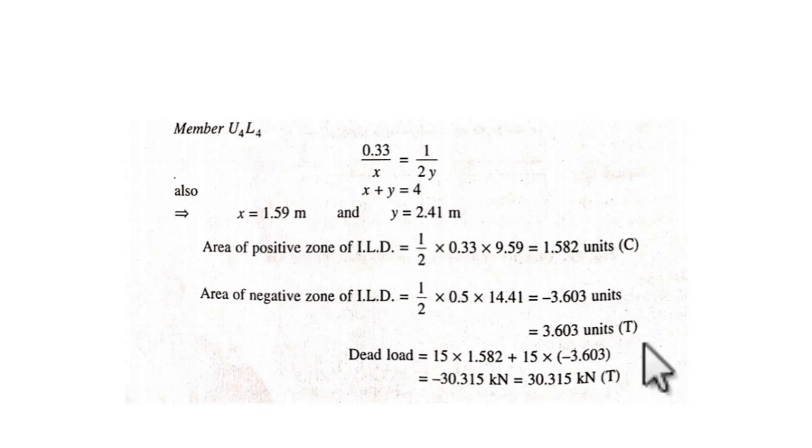Again, for this ILD we find the positive area and the negative area, in a similar manner as the previous diagonal member. Then we find the dead load. So the dead load is 15 into the positive area, and 15 into the negative area. This comes out as negative, like the previous problem, minus 30.315. So the dead load is tensile, whatever dead load is coming.